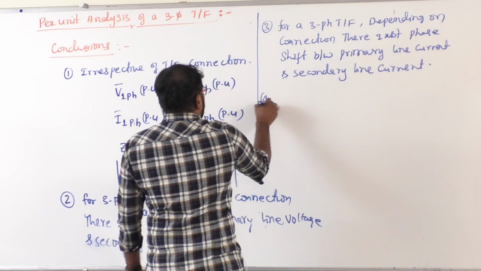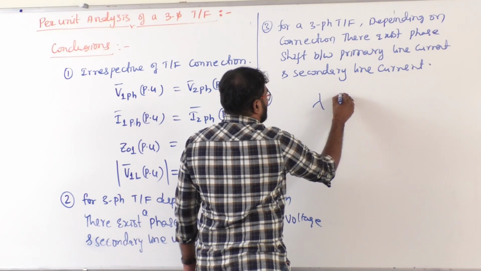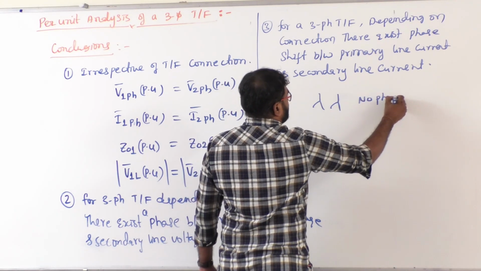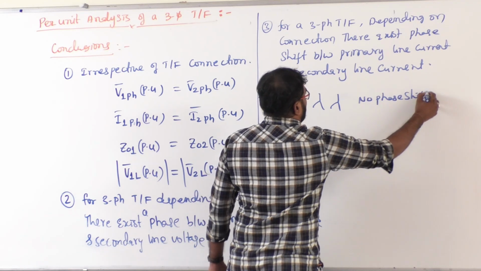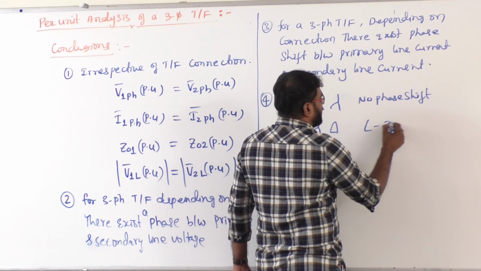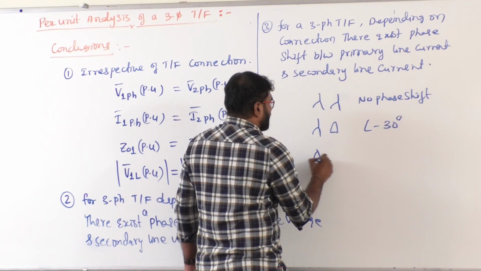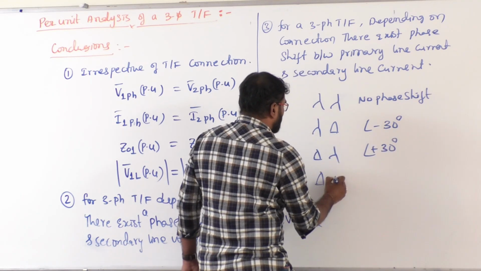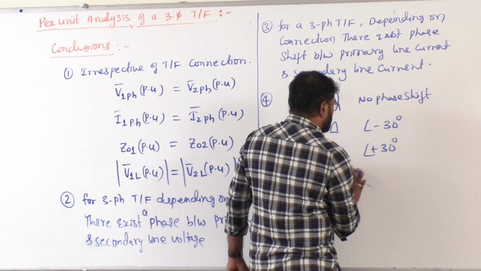Okay, so for example, sir, if it is a star-star connection, then no phase shift. Careful, sir. Star delta, what is the phase shift? Minus 30 degrees. Delta star, what is the phase shift? Plus 30 degrees. Delta delta, what is the phase shift? No phase shift. 0 degrees, better.